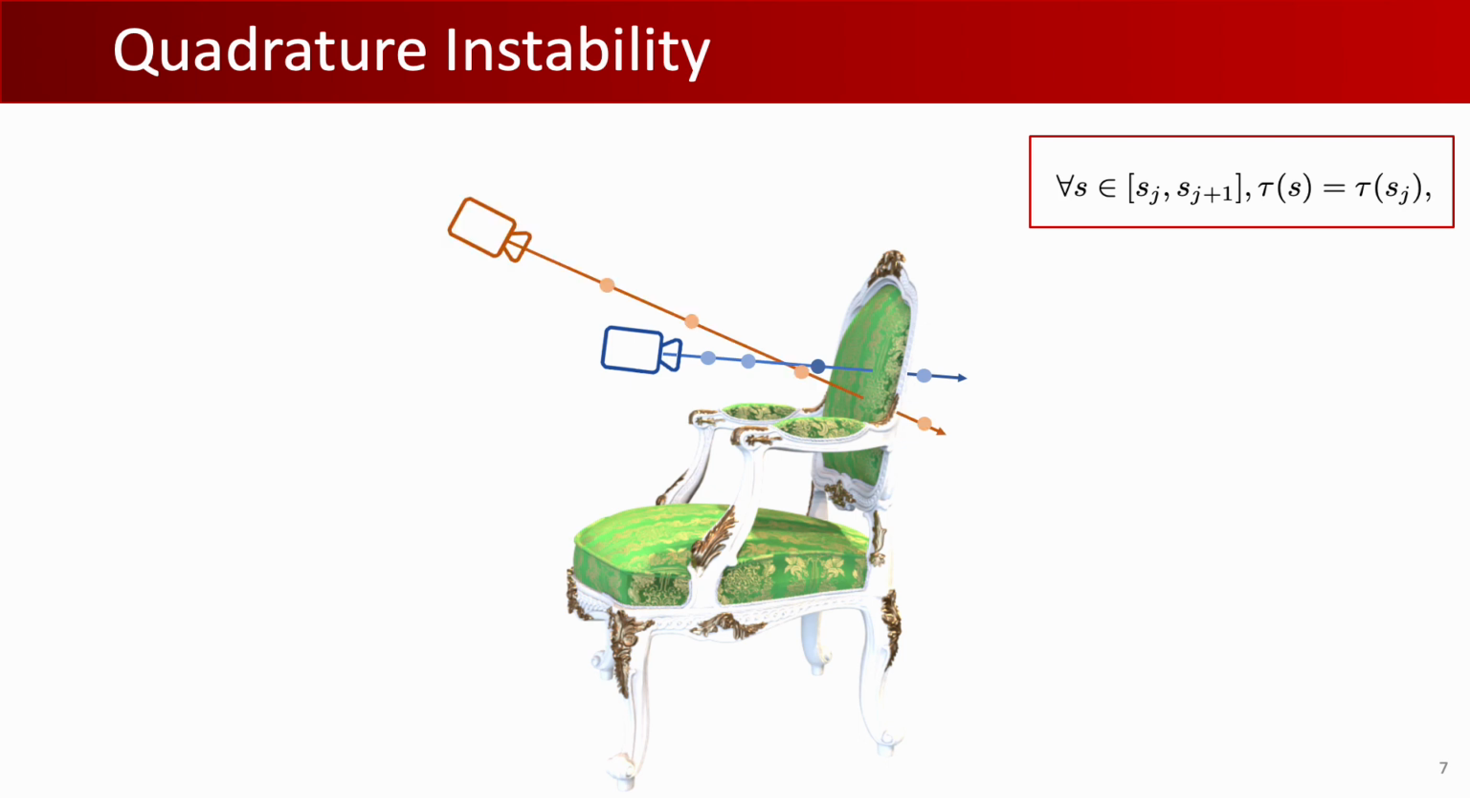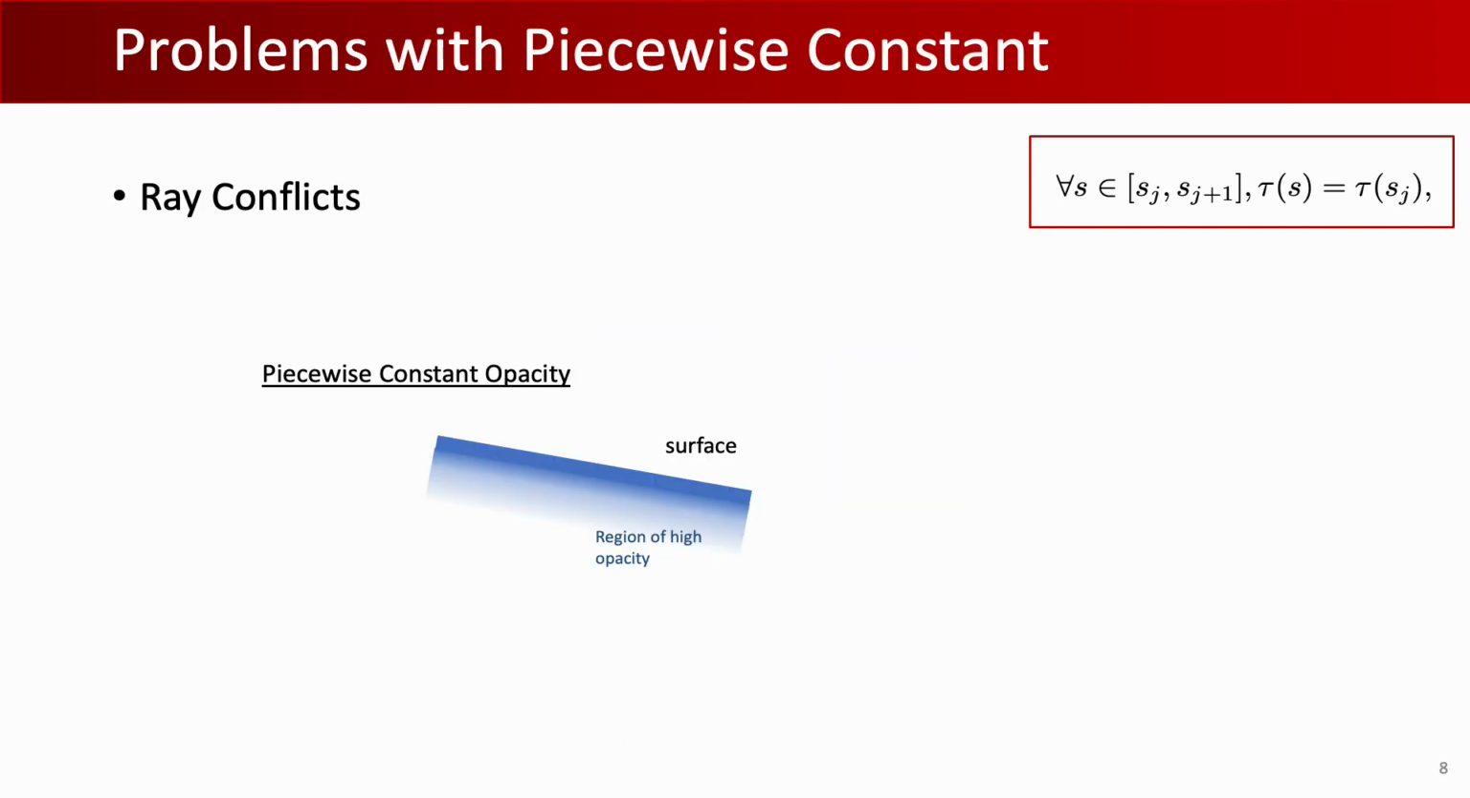Given these orange samples from the orange camera, this sample would peak in opacity. However, given a different set of yellow samples at a different training iteration, this other sample would peak in opacity. This shows that the piecewise constant opacity causes sensitivity to the choice of samples. This leads to conflicts in ray supervision.